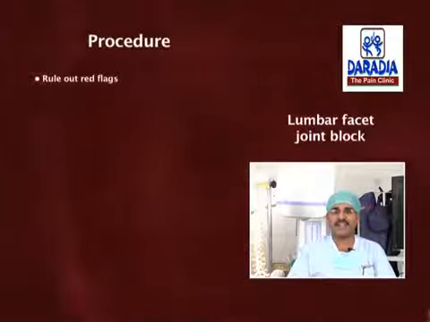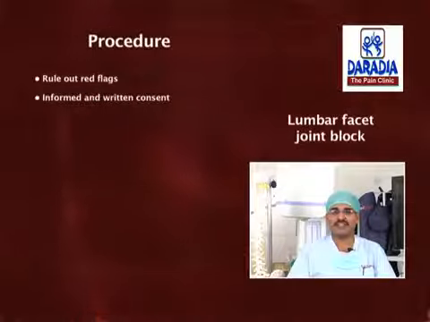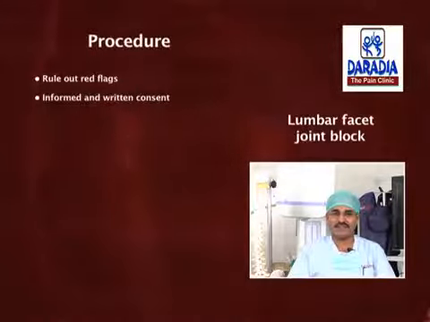Rule out red flags like infection, tumor, trauma and significant neurological deficits. Informed and written consent is the foremost important step. The patient should be explained about the procedure: why it is done, how it is done, what to expect from the procedure, what the side effects and complications are, further plan of management depending on the results, alternative methods if available, and the basic cost required for the procedure.